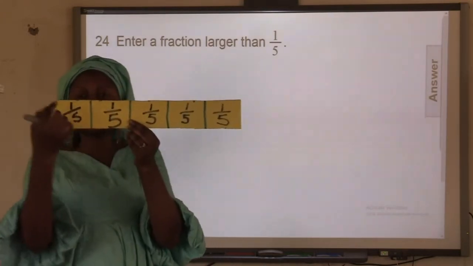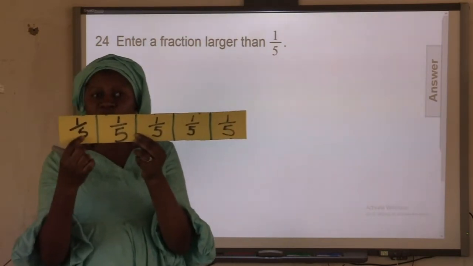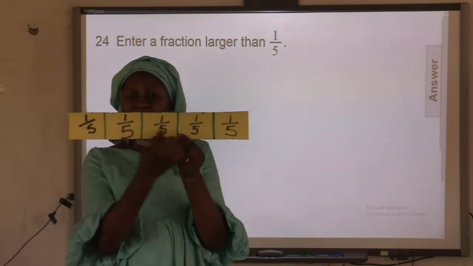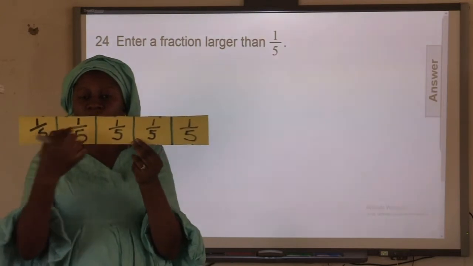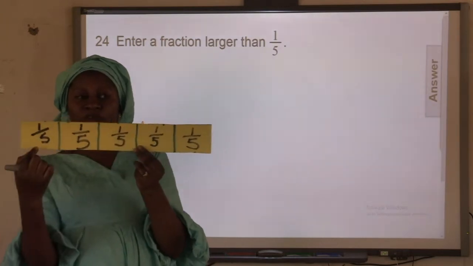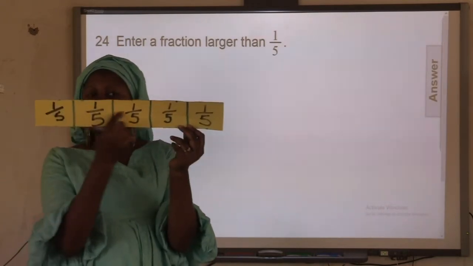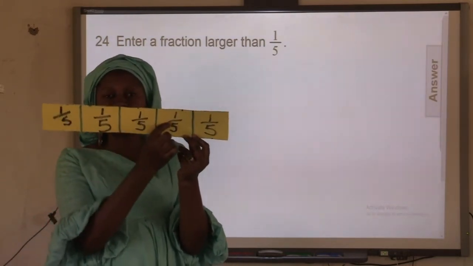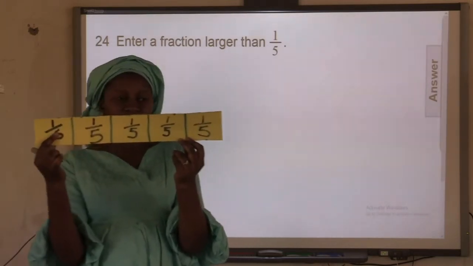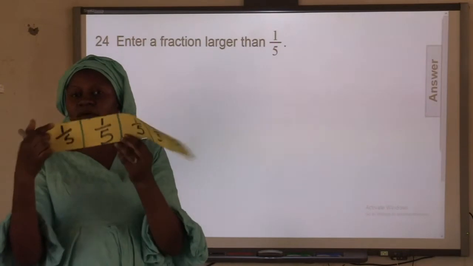If you add these two, that is 1/5 plus 1/5, you get 2/5, which is greater than, or larger than, 1/5. And if you go further, you will have 3/5, because you add 1/5 plus 1/5 plus 1/5, which is 3/5. And it is also larger than 1/5. And if you add the numerators, that is 1 plus 1 plus 1 plus 1, you will be at 4/5, and that fraction is larger than 1/5. And if you add 5/5, which is a whole, it is also larger than 1/5.